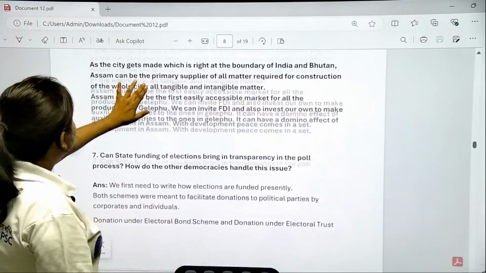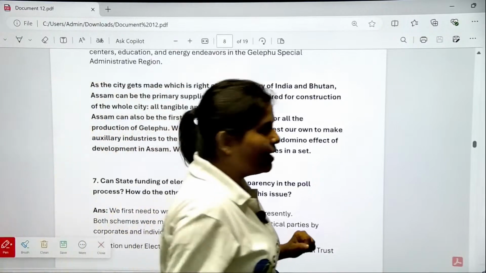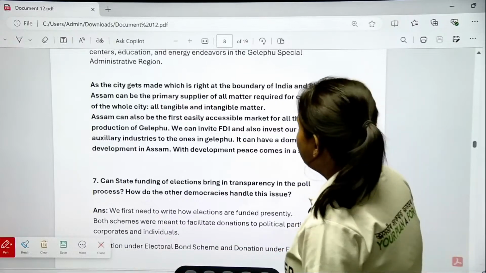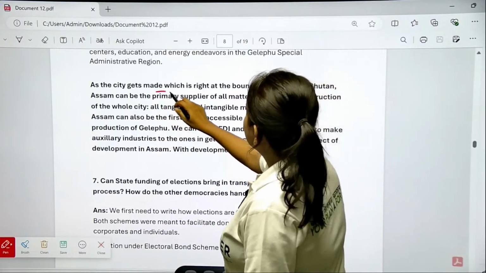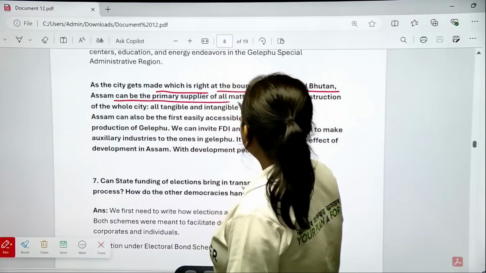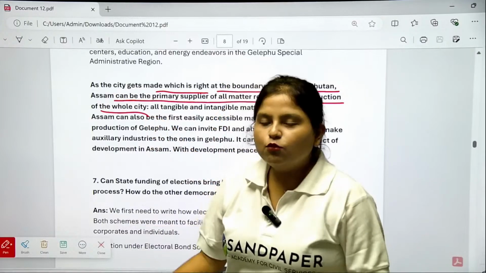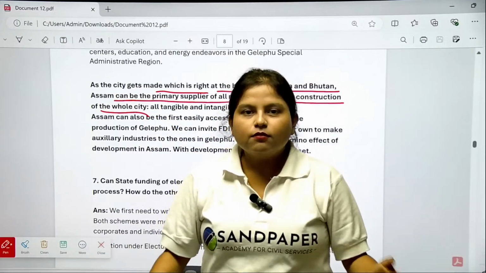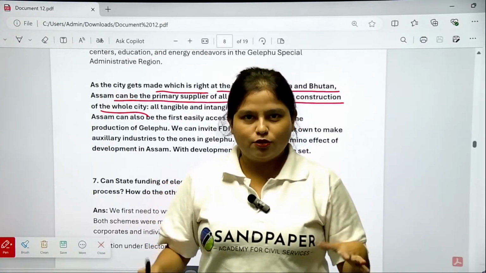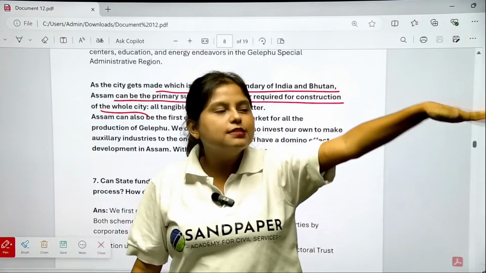Now, how Assam is going to benefit from it, we will look at that. Again, a thing which is not found in books, I told you. As the city gets made, right at the boundary of India and Bhutan, Assam can be the primary supplier of all the material required for construction of the whole city. Suppose I am a contractor, a builder, and my friend has built houses on this side.